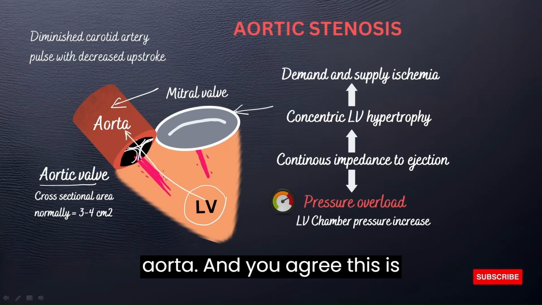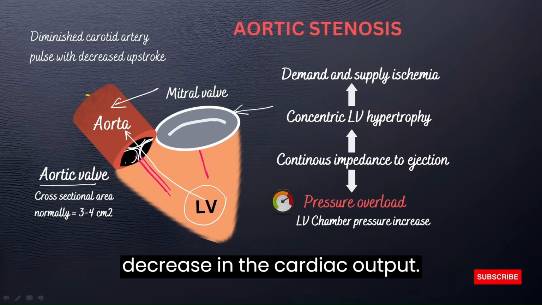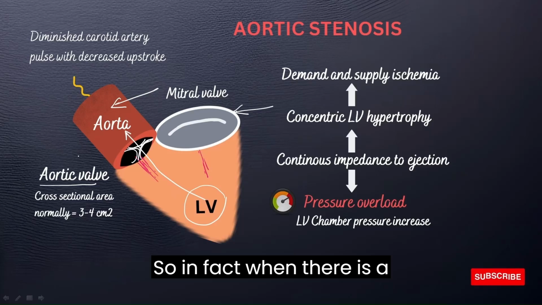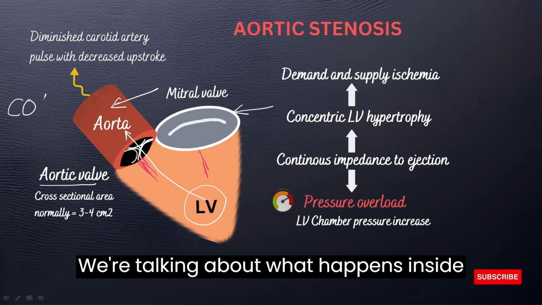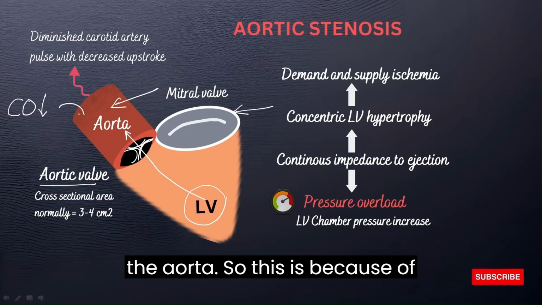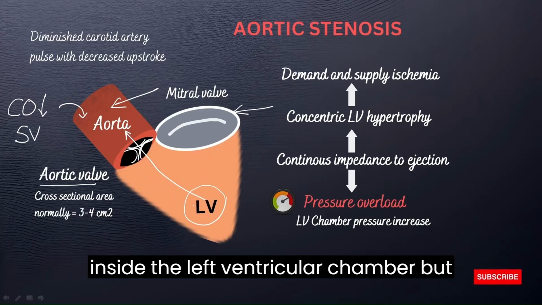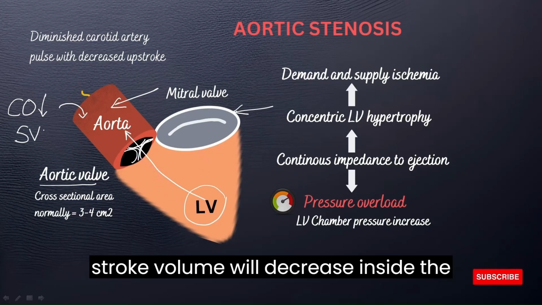the aorta. And you agree this is serious because there is going to be a decrease in the cardiac output. So, in fact, when there is a decline in the cardiac output, we're talking about what happens inside the aorta. This is because of a stroke volume which is generated inside the left ventricular chamber but does not get into the aorta. So, the stroke volume will decrease inside the aorta.